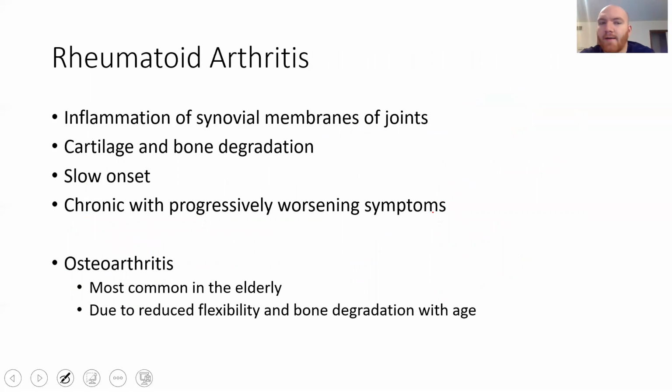Rheumatoid arthritis is a very common joint condition. It's associated with age and with repeated movements. People who do a lot of knitting can end up with rheumatoid arthritis in their fingers. Another common example is drummers. Drummers can get rheumatoid arthritis.